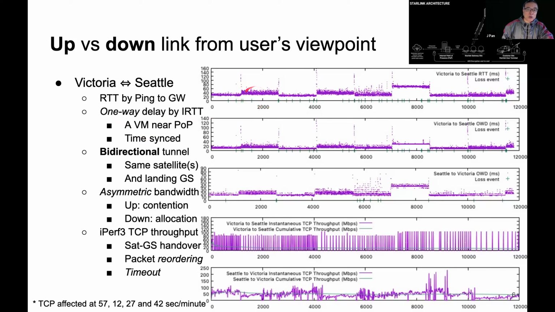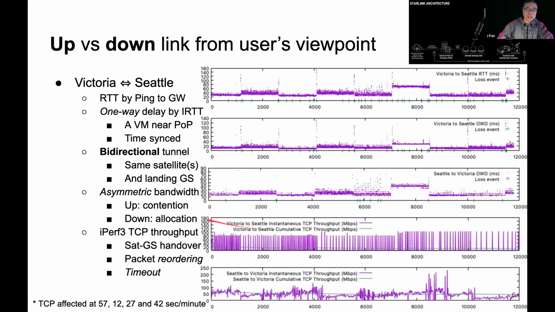Roughly speaking, round trip time is a summation of the uplink and the downlink for most cases. We also notice that when the round trip goes up, both the uplink and the downlink latency go up, which means they actually use the same channel. The channel is bidirectional for the same satellite and the same ground station for both directions. But of course, the bandwidth allocation is asymmetric because, naturally, Starlink assigns more bandwidth to the downlink, because most of the content goes from the internet to the user rather than from the user to the internet.